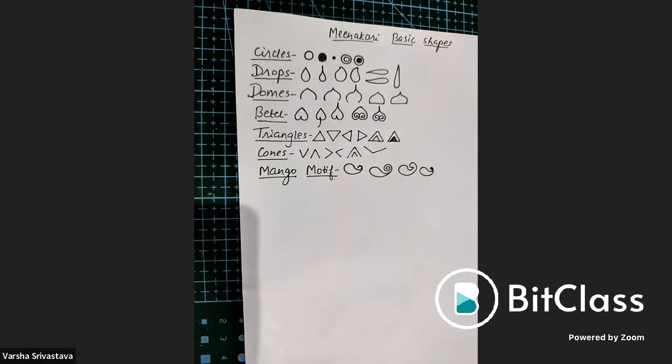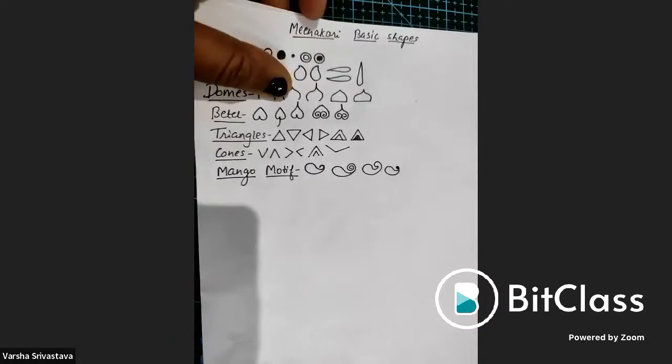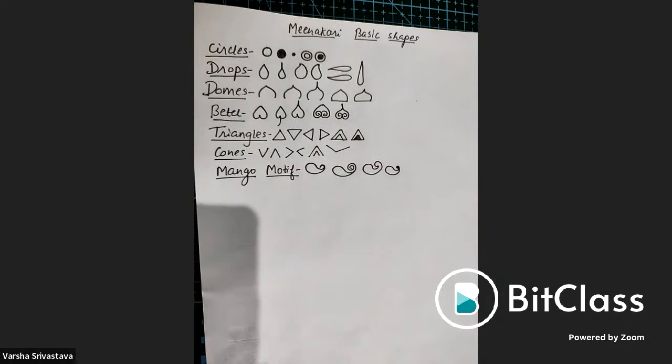Any doubts with any of the shapes, please ask. You can just write in the chat box, ma'am, please repeat this particular shape. I'm going to make it again. So these are the mango motifs. You can make them horizontally, vertically, in a slanting manner, anywhere. Okay. I hope everybody is enjoying the session. Yes, the second one. All right, I'm just repeating the second one. Can I get some reactions quickly? Okay, I have to repeat all the shapes. Thank you so much, everyone.